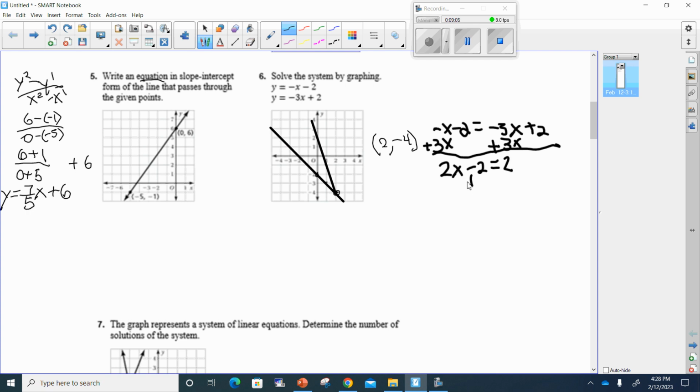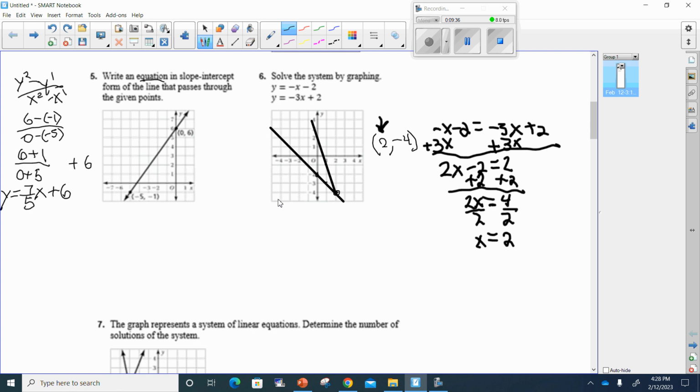I'm going to combine these like terms, these 2's. I'm going to add 2 to this side, which means I'll add 2 to this side. Now I got 2x is equal to 2 plus 2, that's 4. And so when I divide by 2 to get x by itself, I'll see that 4 divided by 2 is 2. So x is 2. That's exactly what we said here. X is 2.